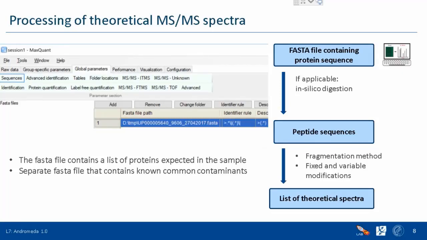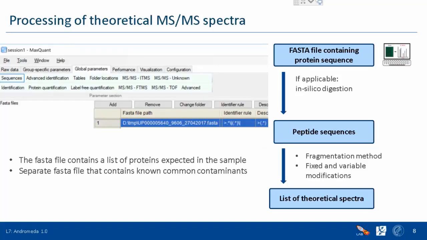Here I also want to show you where you can define these FASTA files in the MaxQuant search. When you open it, you have the third tab, global parameters, subsection sequences, and here you can add the FASTA file.